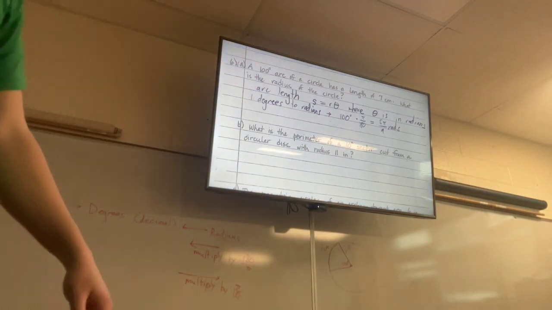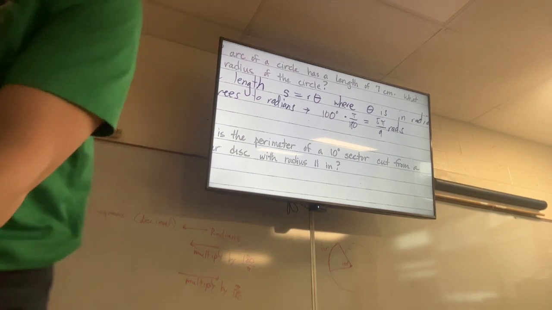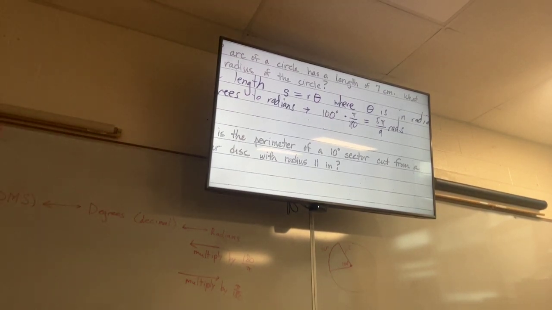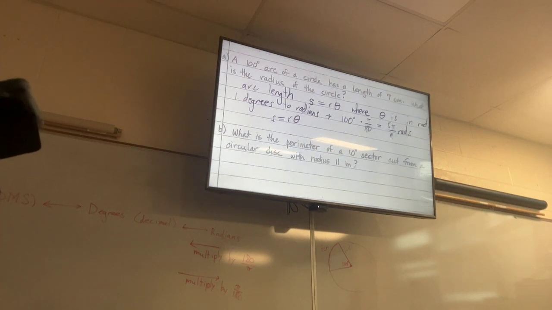So we converted our central angle to radians. 100 degrees is 5 pi over 9 radians, okay? Now we can use the formula. So we have S equals r theta. What did they give us for S? 7. And then theta is 5 pi over 9. And then we just need to solve this equation for r.